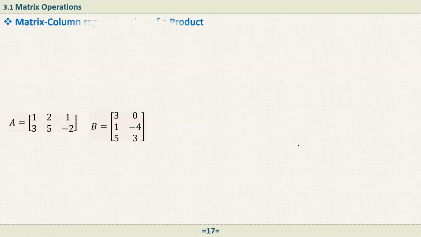For example, okay, before we continue this, let's talk about the matrix column representation of a product.